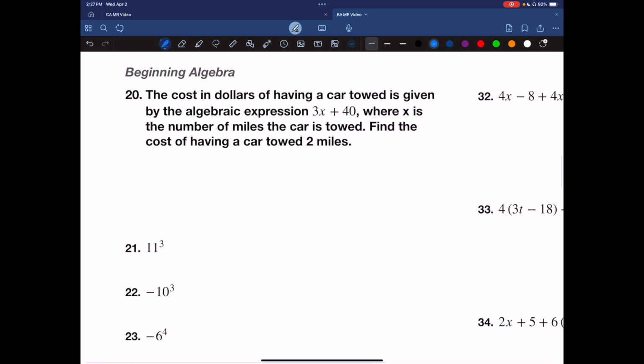All right, number 20, the cost in dollars of having a car towed is given by the algebraic expression 3x plus 40, where x is the number of miles the car is towed. Find the cost of having a car towed 2 miles. Okay, well, I'm just going to plug 2 into the equation. This is going to be 3 times 2 plus 40. That's going to be 6 plus 40, which is 46. All right, and that's going to be dollars. So it'll cost me $46 to have it towed 2 miles.